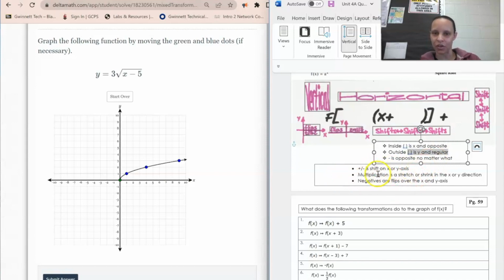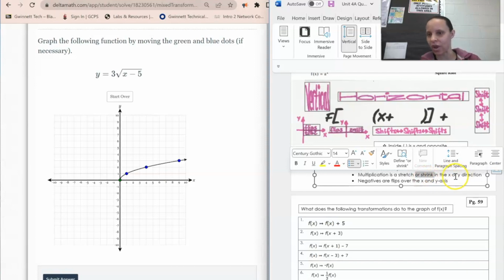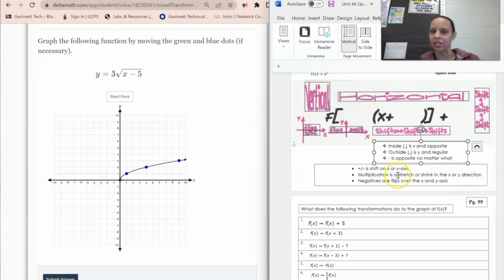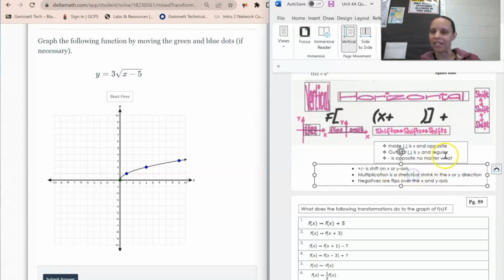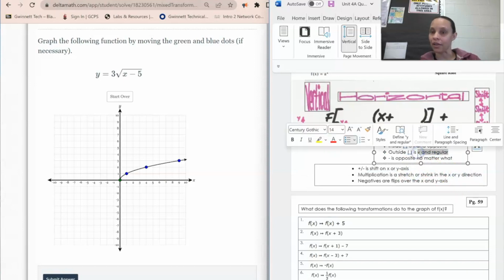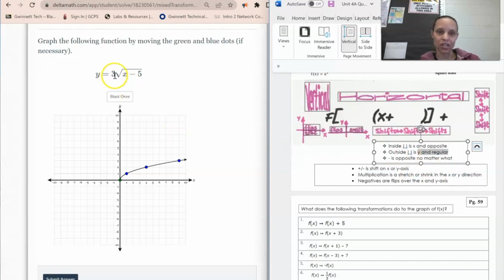Now you ask yourself the second question: whatever is outside, are you adding or subtracting it? No. Am I multiplying it? Yes. If I'm multiplying it, it is either a stretch if it's a whole number or a shrink if it's a fraction, in the x or the y direction. Because I already know it's outside, it's y. So this is a stretch because it's a whole number in the y direction, and it is exactly what I think because it's y and regular. So it's going to stretch in the y direction by 3.